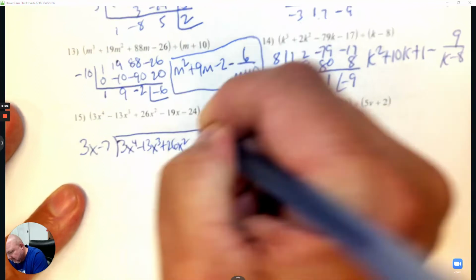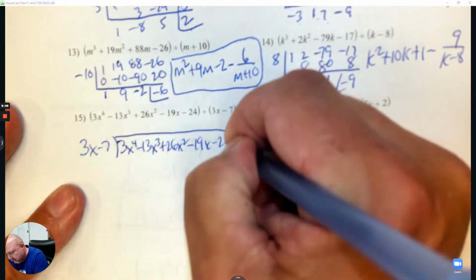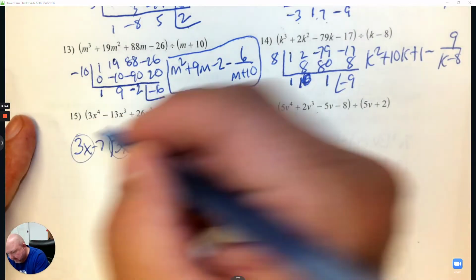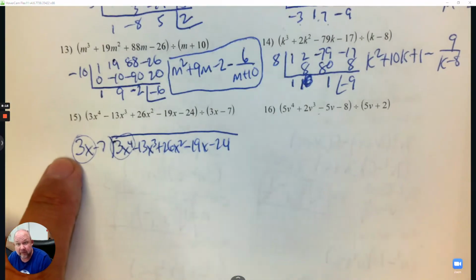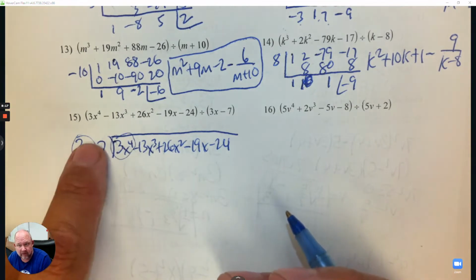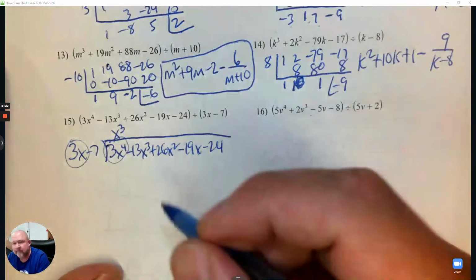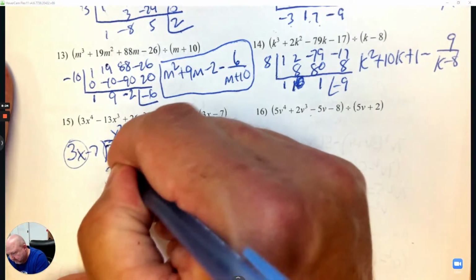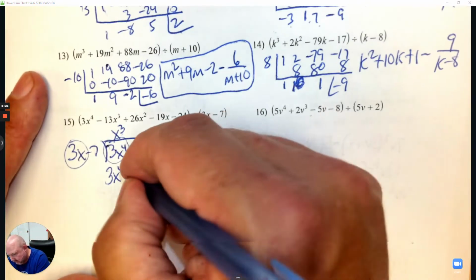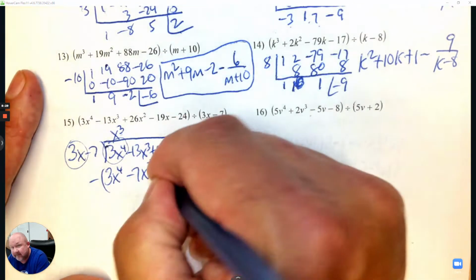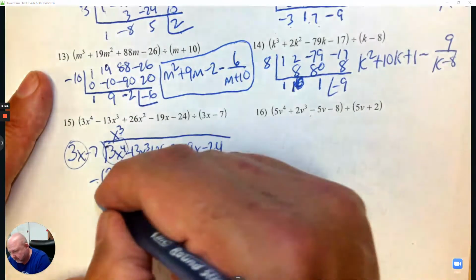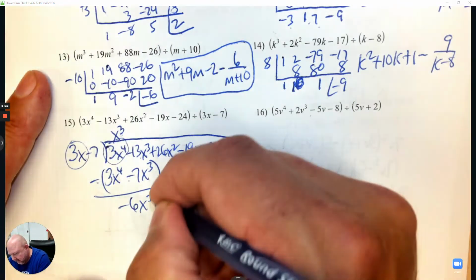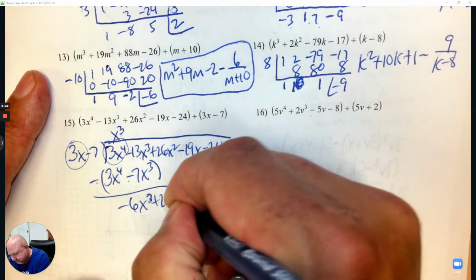I need to be careful there's no missing powers. There's no missing powers. And then divide. So just take the power term divided by the power term. So 3 divided by 3 is 1. And then 4 subtract 1 gives me x cubed. And now I multiply. So x cubed times 3x, x cubed times negative 7, and then subtract. Be careful, when you subtract a negative, you're adding. So it's negative 13 plus 7. And then bring down the next term, which is 26.